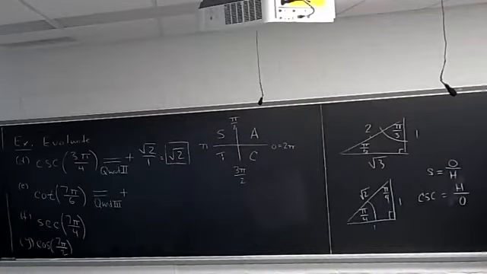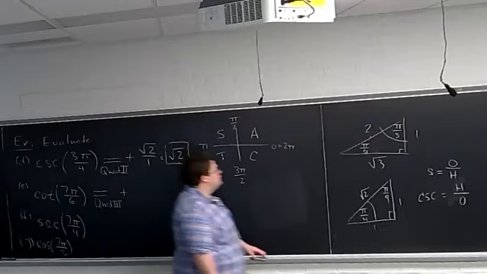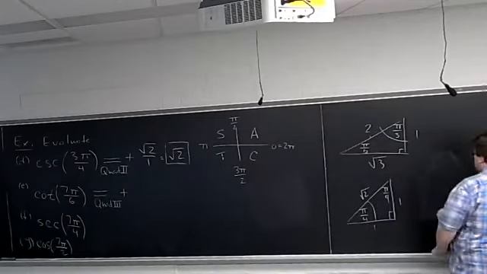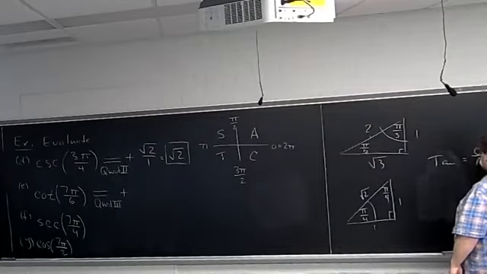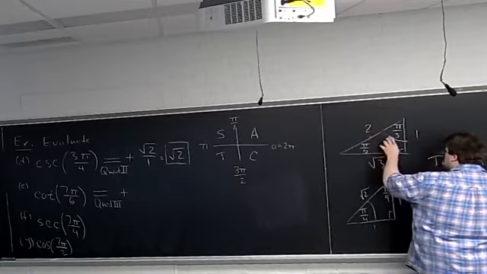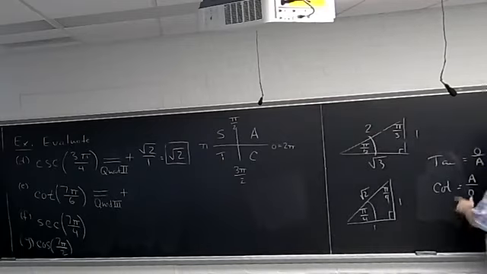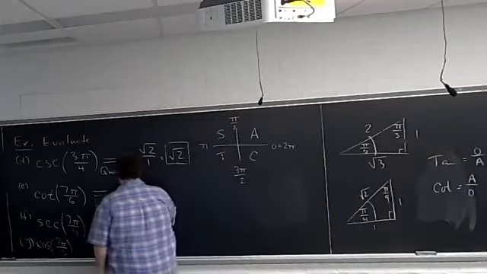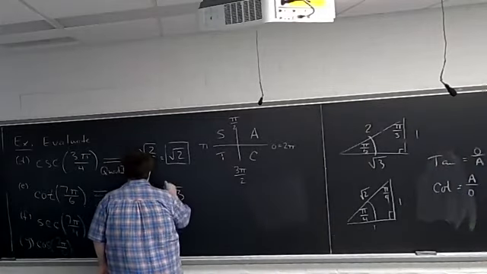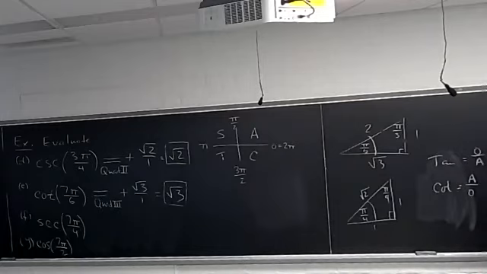What is the ratio for cotangent? Well, tangent is opposite over adjacent, so cotangent is adjacent over opposite. Which angle are we using? Well, we have 7 pi over 6, so we can use this pi over 6. The adjacent side to that pi over 6 is root 3. The opposite side is 1. So here we have positive root 3 over 1, which simplifies to just root 3. Any questions about that one?